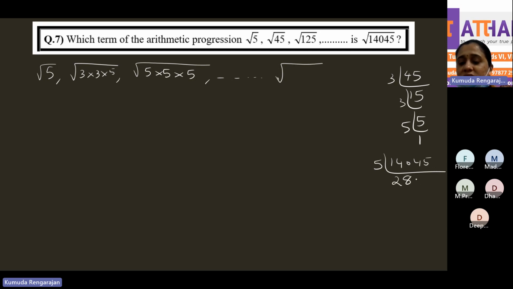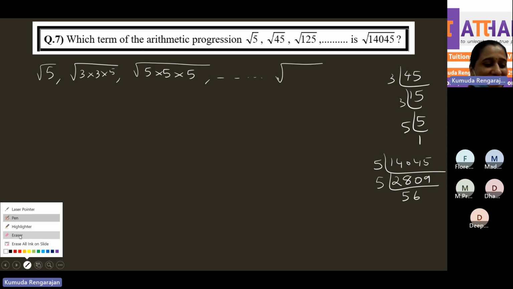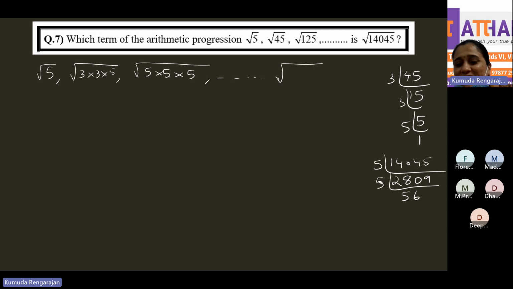5 2s are 10, 5 8s are 40, 0, 5 9s are 45. Don't forget the 0. So 5 5s are 25, 6 are, oh my god, sorry, not 5 now. Yeah, so you should find this number.